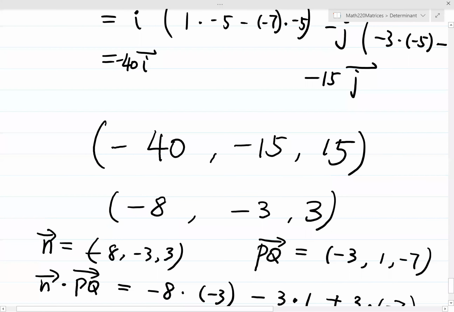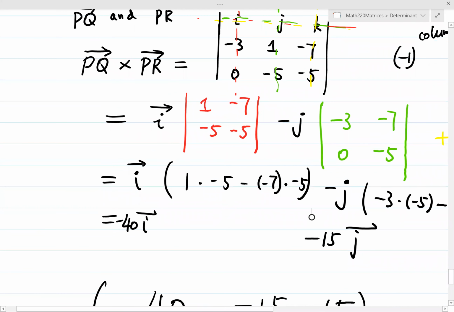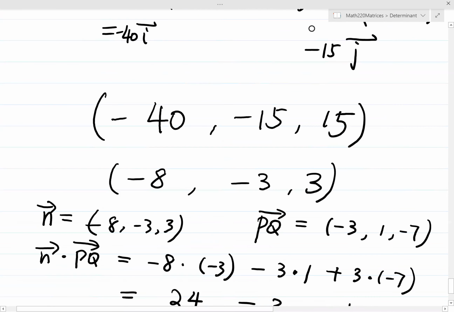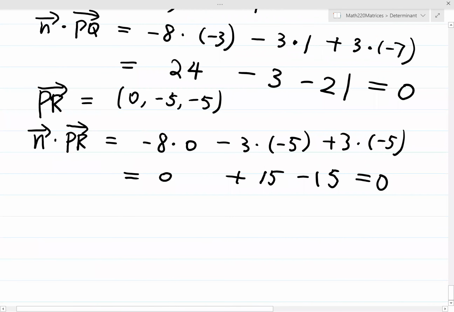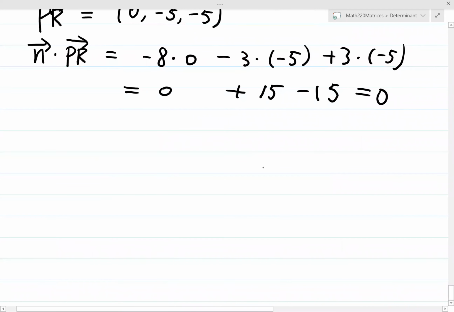A normal vector to the plane PQR. So from those 3 points, we can determine the normal vector. We can also write down the equation of this plane. Remember, we have a point, so to write down the equation of the plane.